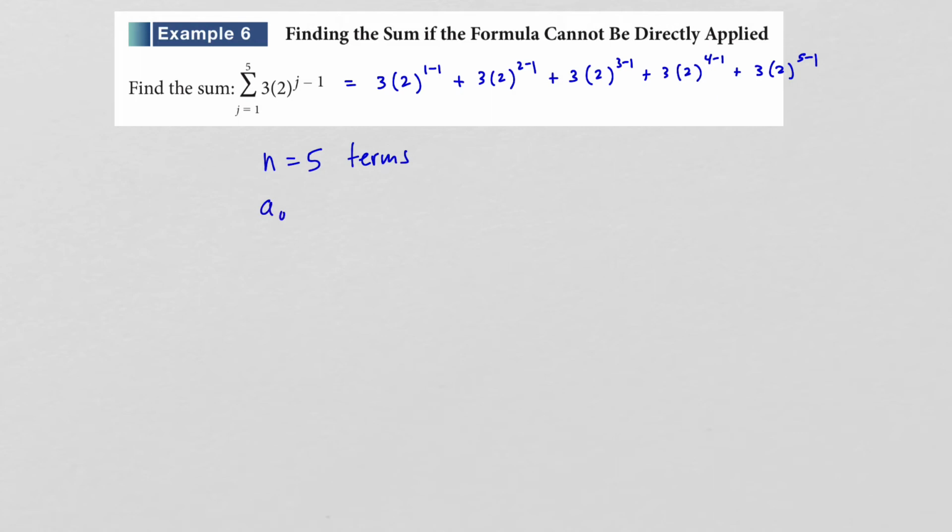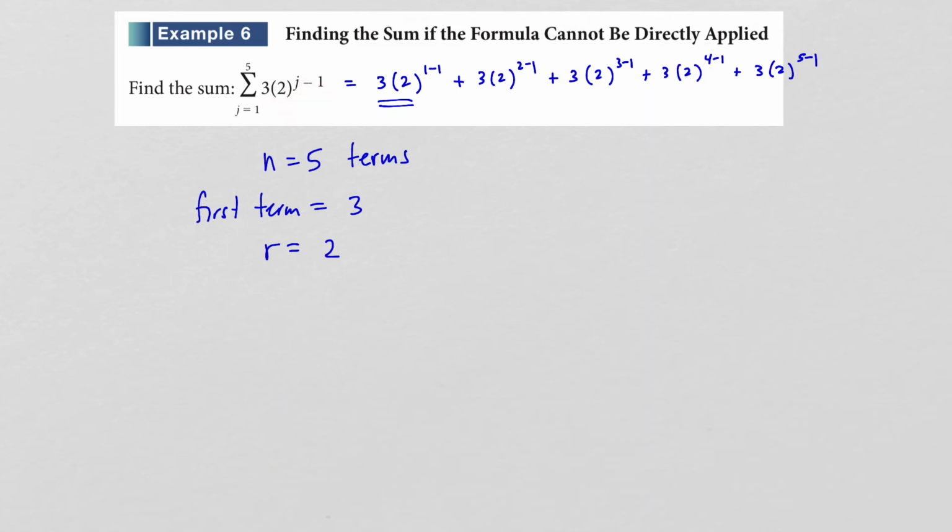We need to know what is the first term. Now the first term we usually call A0 or A naught. I'm going to say maybe let's not use that notation here, right? Maybe instead we'll just call it the first term because it does not correspond to j equals 0. So our first term in this problem is this one, and that is just 3, right? Because we have 3 times 2 to the 0 power, so that's 3. And then the common ratio r is clearly 2, right? Because 2 is the number that's being raised to the power each time.